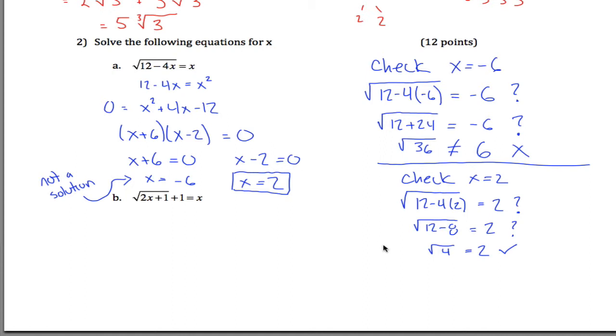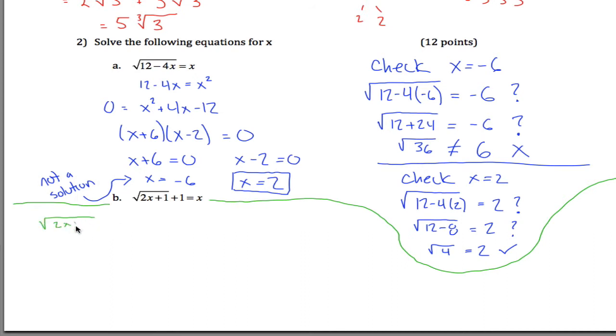All right, moving on. This last part, kind of short on room. Maybe I can squeeze it in if I change colors. All right, same idea here. I want to get rid of this square root. I can't get rid of the square root unless it's isolated. To isolate it, I have to subtract 1 from both sides of the equation.